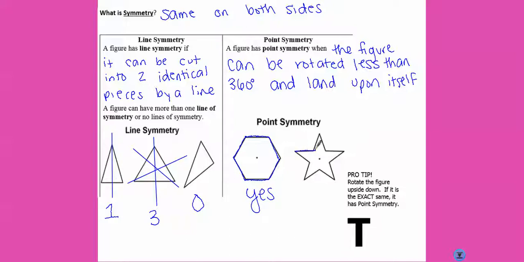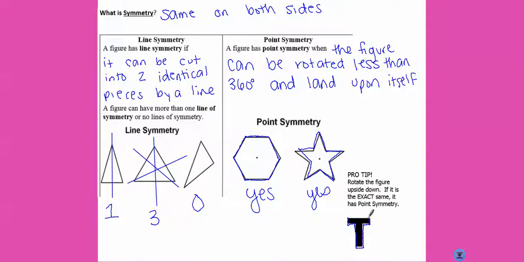Let's try it again with the star. If I trace it, now my tracing's not perfect, so if I turn the star, if I was a good tracer, it would land upon itself. So yes, this has point symmetry. If you can rotate the figure upside down and it's exactly the same, you know it has point symmetry.